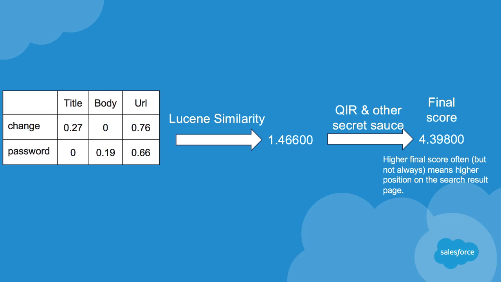Documents with the highest score will be displayed first on the list, the second highest second on the list, and so on. The aim of search relevance is to tune certain coefficients inside the ranking function so that relevant results are displayed at the top.